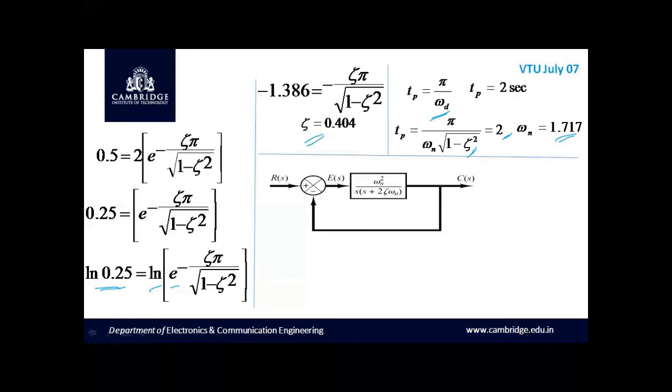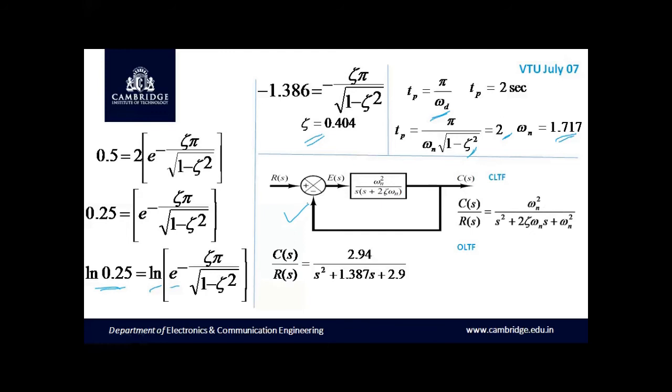So now we have obtained zeta and omega n, and in the question you are supposed to calculate the open loop transfer function as well as the closed loop transfer function. We know the formula for closed loop transfer function for a given second order system, which is given by C of s by R of s is equal to omega n square divided by s square plus 2 zeta omega n s plus omega n square. So we can substitute for zeta and omega n from the above expression, and with further simplification we can obtain the closed loop transfer function as 2.9 divided by s square plus 1.387 s plus 2.9.